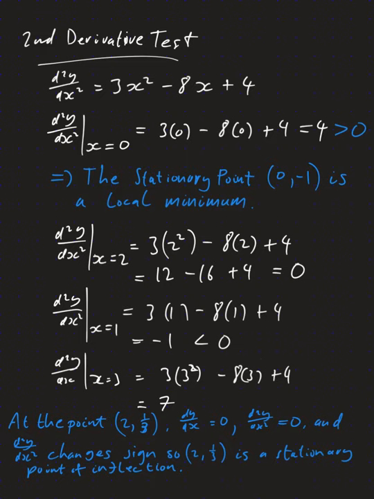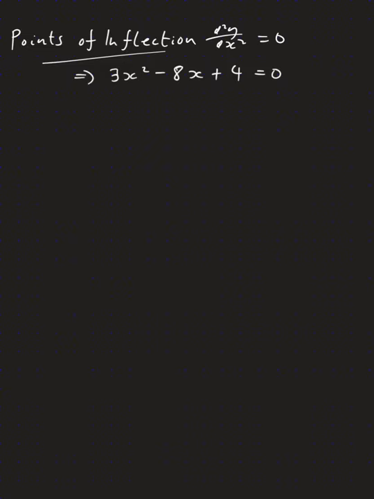The last thing we must check for is ordinary points of inflection. So that's where the second derivative is 0, but the first derivative is not 0. So we'll check for that last. We find points of inflection by letting the second derivative equal 0. So we do that and we solve this equation for x. So again we have to factorize this expression.